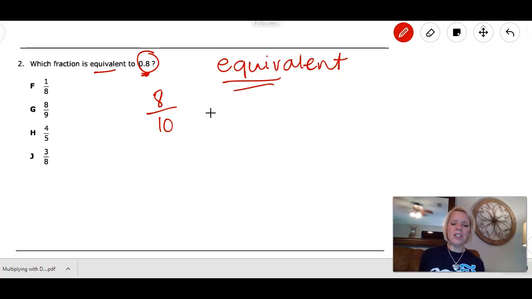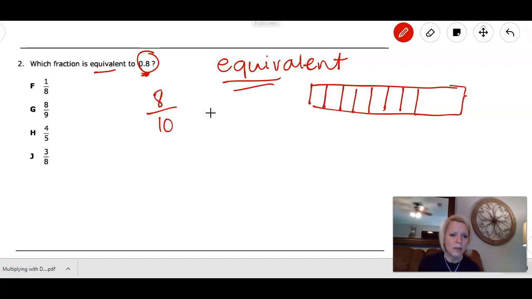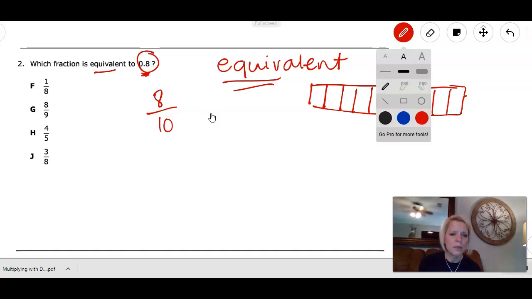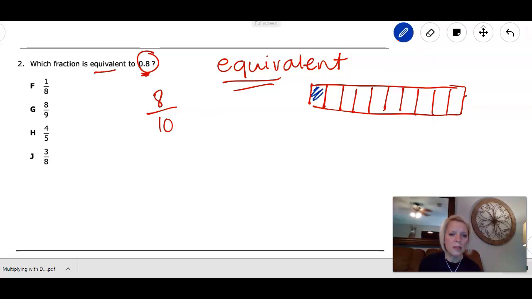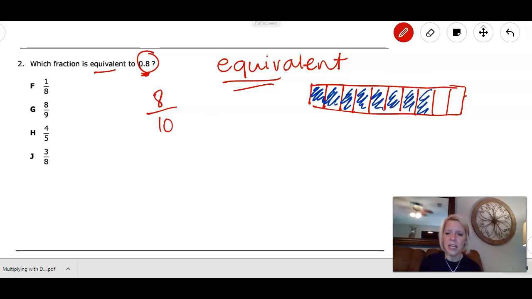Okay, so let's think about the fraction 8/10. 8/10 is almost the entire whole, because if you have 10, oh, that's an awful looking fraction bar. 1, 2, 3. Okay, so if you have 8/10, all right, that's 1, 2, 3, 4, 5, 6, 7, 8. That's almost the entire fraction bar. It's almost complete. 8 out of 10 is almost complete.